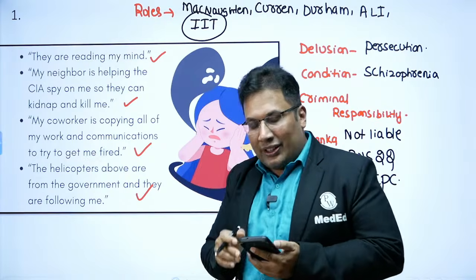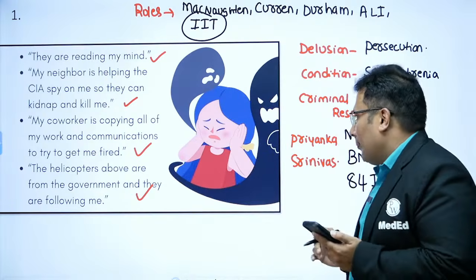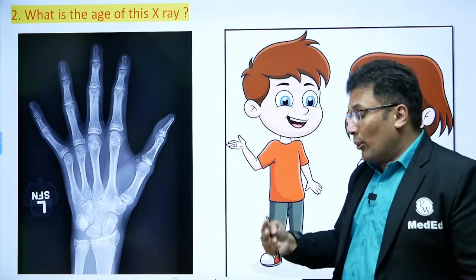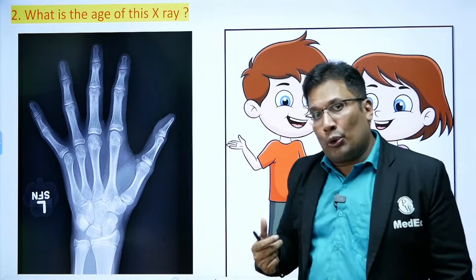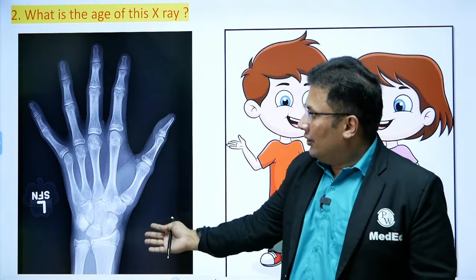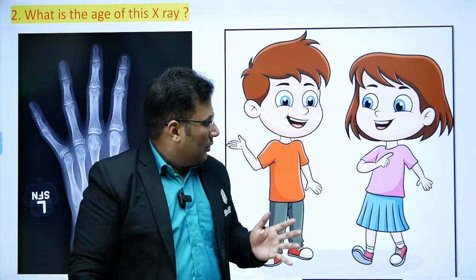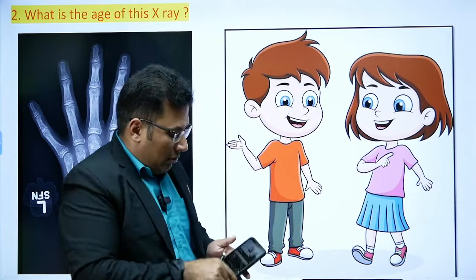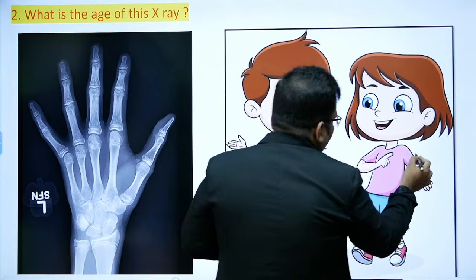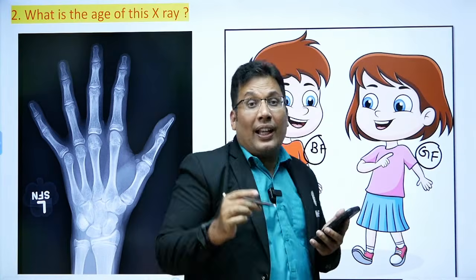Okay. So this is the first question, very commonly asked in the exam. The second question is very important, a bit difficult. What you can see here is a wrist X-ray, and here you can see a boyfriend and girlfriend. So all of you listen. Later you can try to answer.